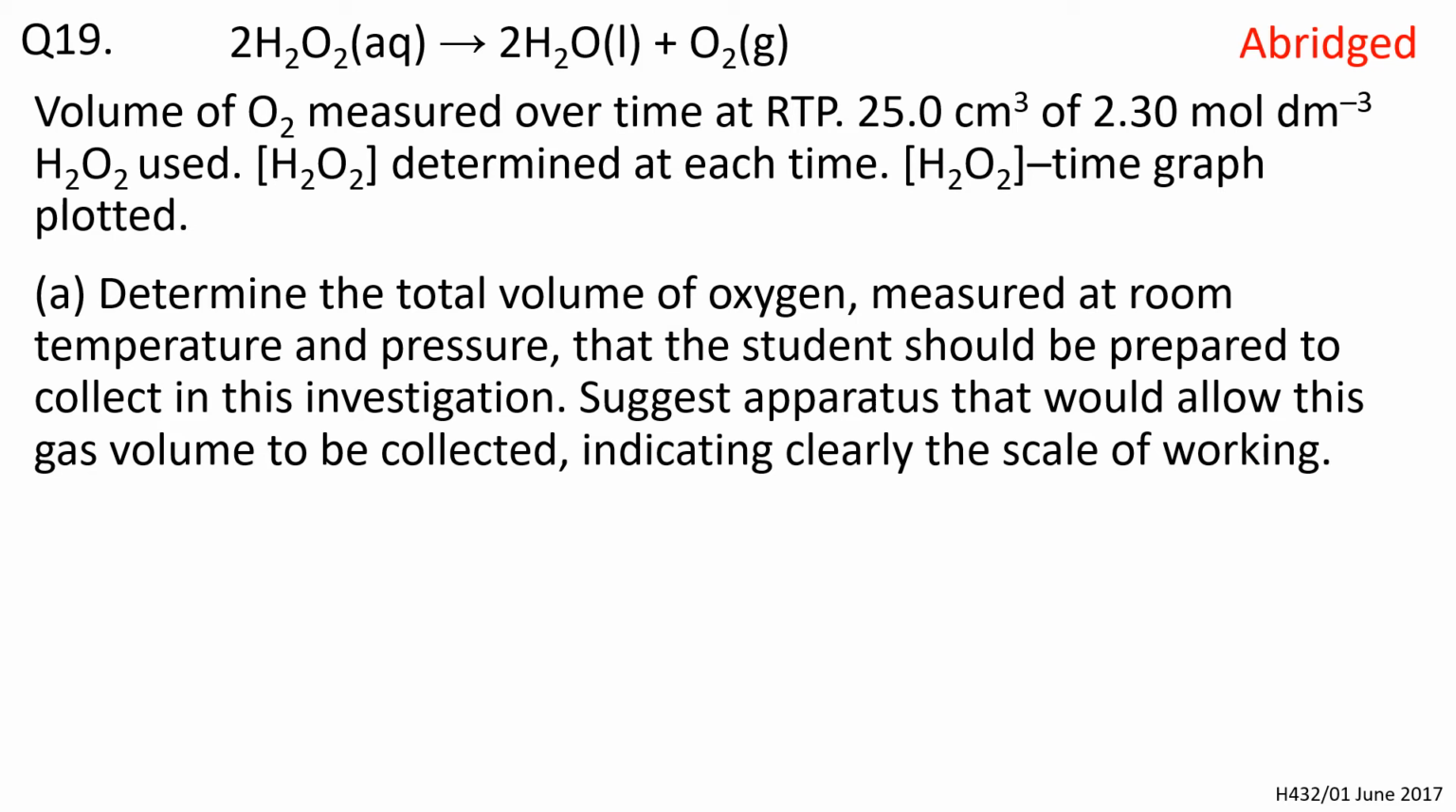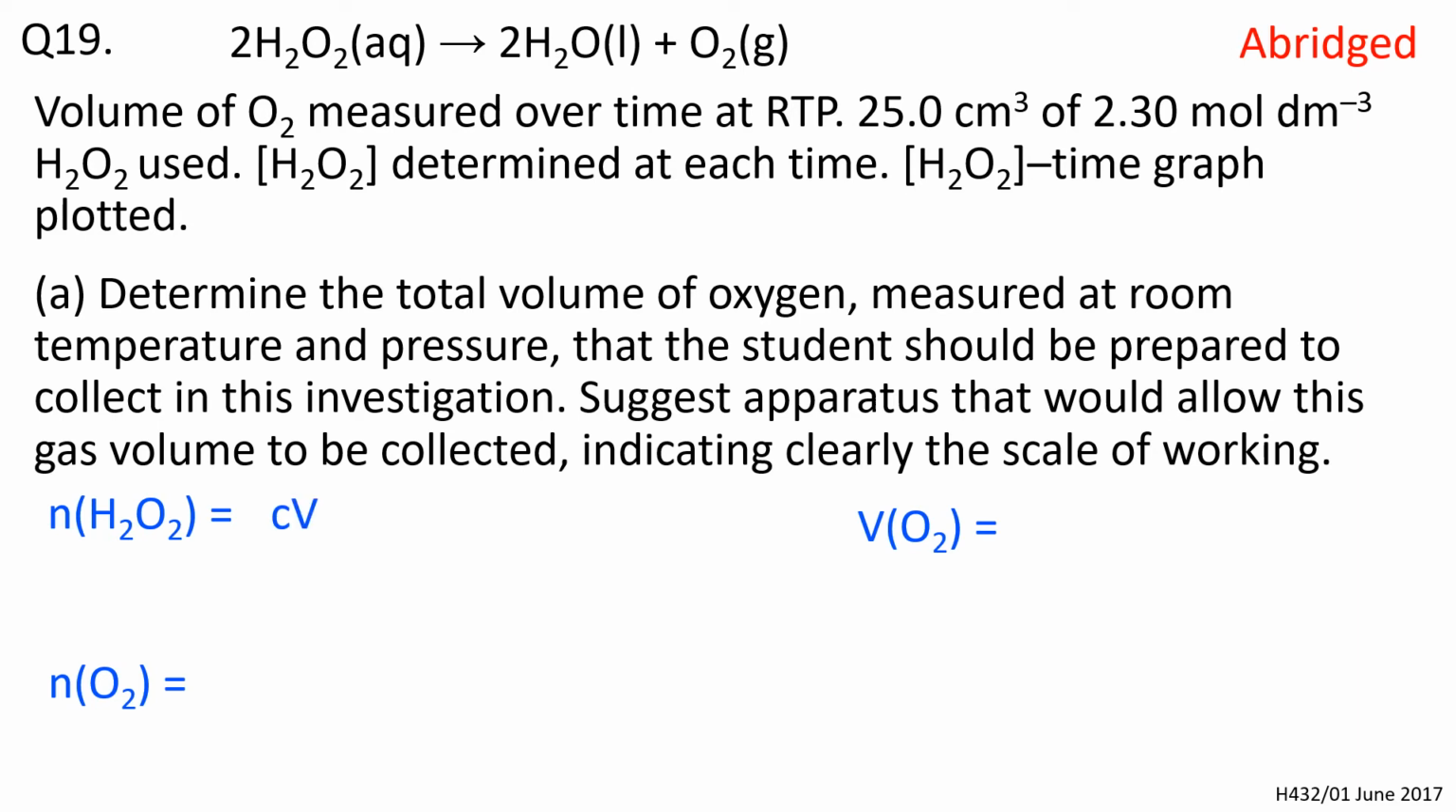We've got 25 centimeters cubed, which is a volume, and we've got 2.30 mole per decimeter cubed, which is a concentration. So we can work out the amount of hydrogen peroxide in moles. Number of moles of H2O2. We've also got a balanced equation, so we can get to the amount of oxygen using stoichiometry, using reacting amounts. It's a 2-to-1 reaction. And then from the amount of oxygen, we can work out the volume of oxygen, because we know that 1 mole of a gas occupies a very specific volume under conditions of room temperature and pressure.